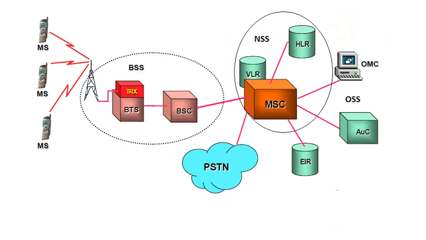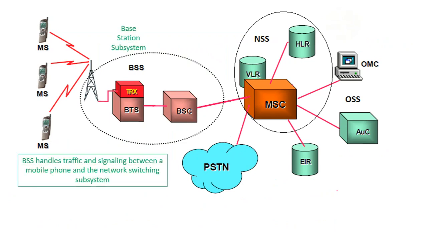Now we are going to learn BSS, NSS and OSS. BSS is the base station subsystem. BSS handles traffic and signaling between a mobile phone and the network switching subsystem. BSS is having two components, one is BTS and second one is BSC.